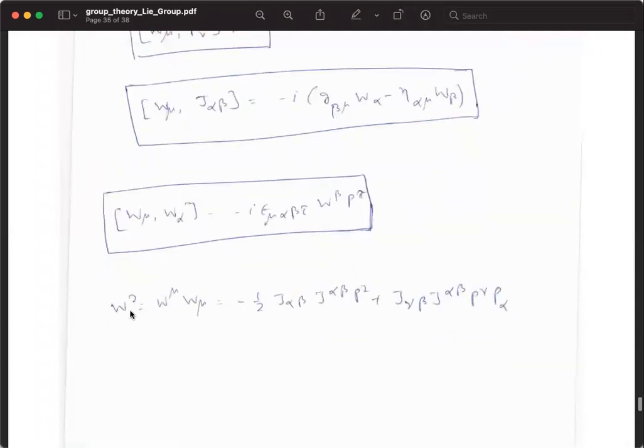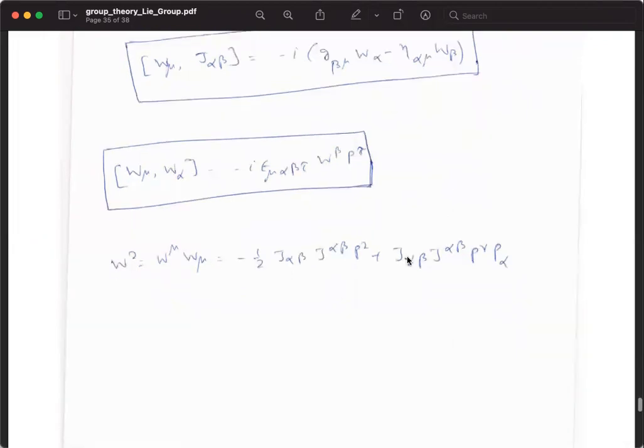So now you can define something called W square, which is W mu W mu, and that is written in terms of P square and the J's in this way. So we'll see what the implication of that is later.